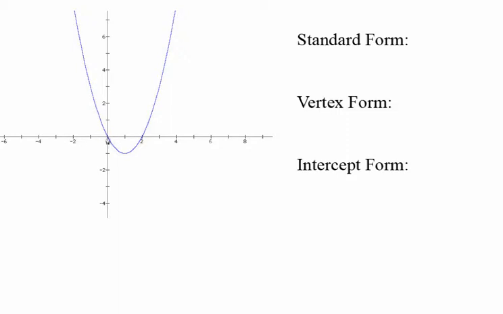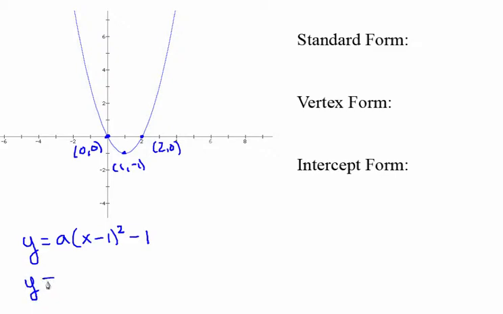Our first graph here gives us several points. We know that there is an x and y intercept at 0, 0. There's another x-intercept at 2, 0. And it looks like the vertex is at 1, negative 1. So in vertex form, we can write this as y equals a times x minus 1 squared minus 1. In intercept form, we can write this as y equals a times x minus 0 times x minus 2. The last thing we need to figure out for either of these is the a value.